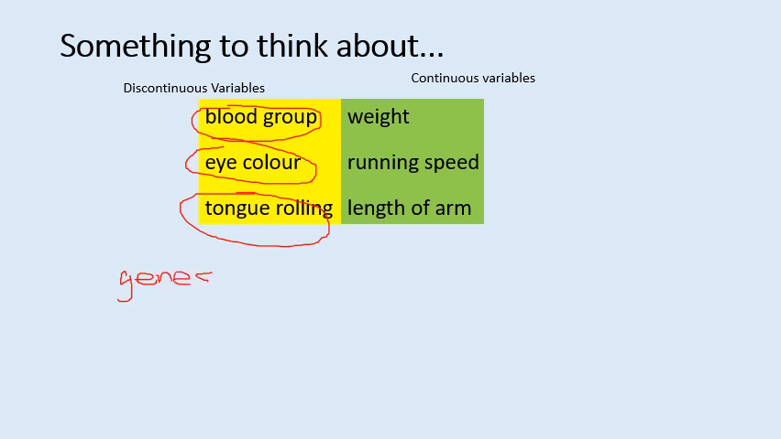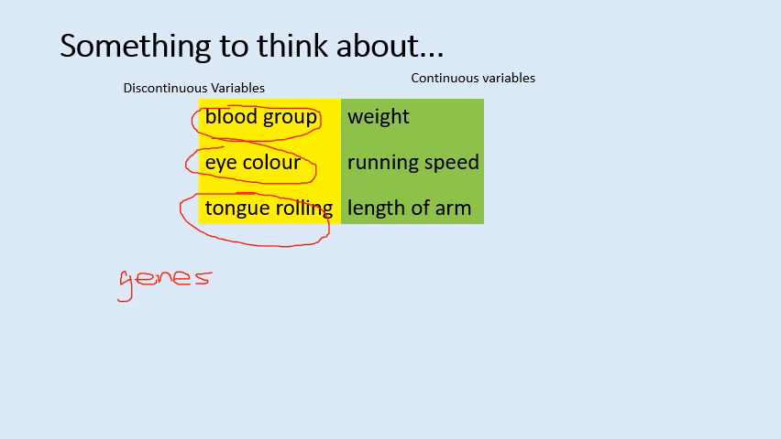Okay, so that means that you would have inherited certain genes from your mum, certain genes from your dad, which will enable you to roll your tongue. And you could have a look at that, see whether your mum and dad can roll their tongues, and that will give you a hint as to who you may have inherited your tongue rolling capabilities from.